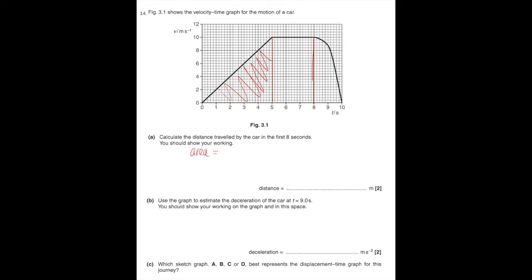So in this case, we've got the fact that it is the area under our graph, which is half our base, which is 5, times our height, which is 10. So that's the area of our triangle, added on to the area of our rectangle, which has got a base of 3 and a height of 10. Okay, so that gives us 25 plus 30, giving us a total distance of 55 meters.